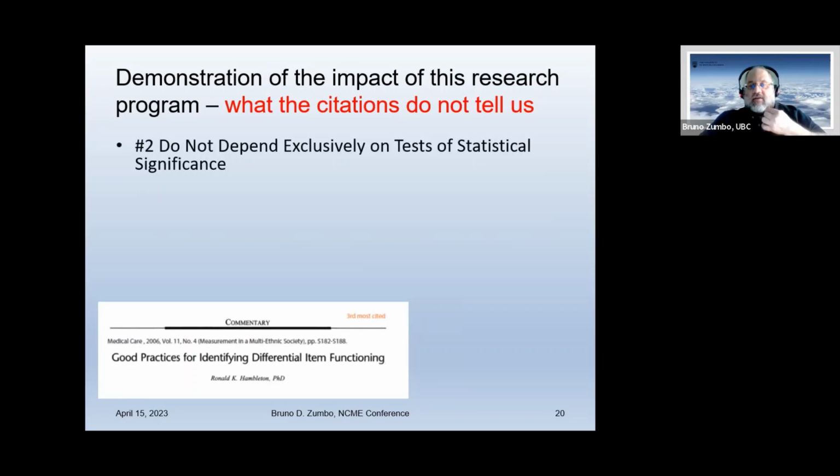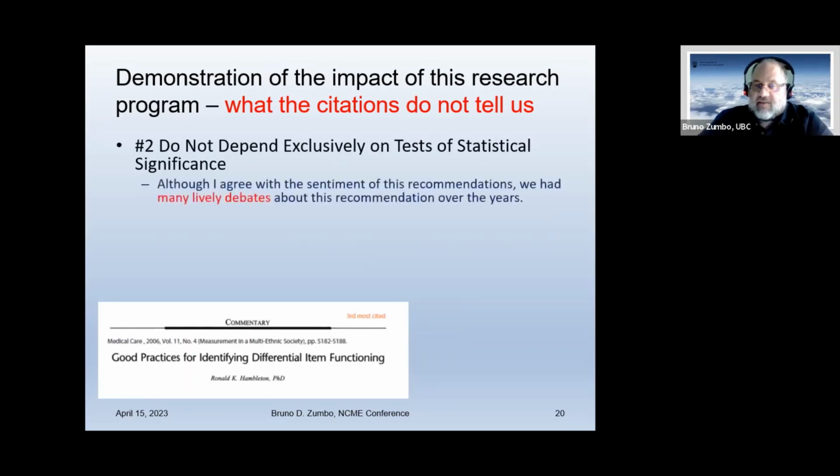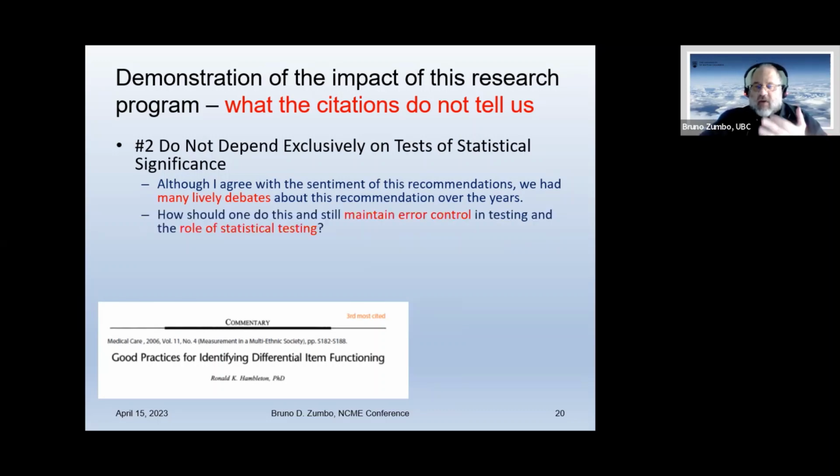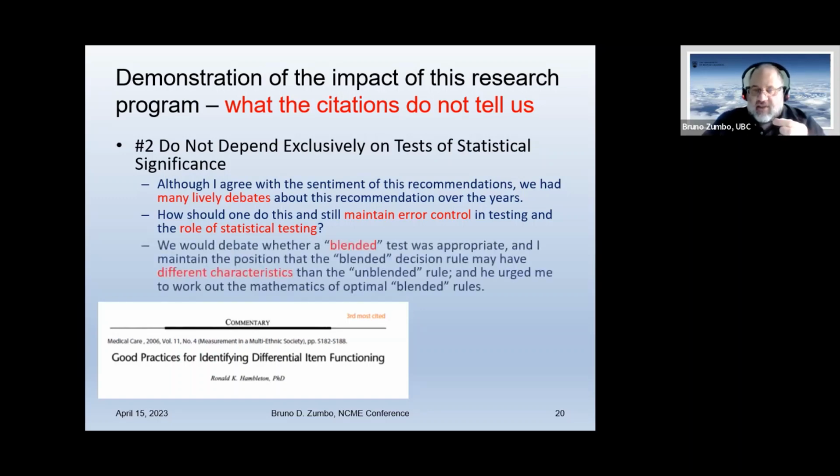His second is do not depend exclusively on tests of statistical significance. Although I agree with the sentiment of this recommendation, we had many lively debates over the years, Ron and I did, about it. I agree with it in many ways, but then the question is, how should one do this and still maintain error control in testing and maintain the role of statistical testing more generally? That was really a bit of a back and forth, trying to challenge these kinds of ideas.